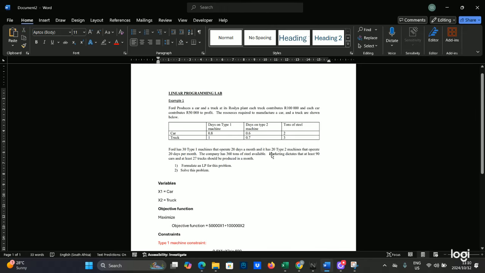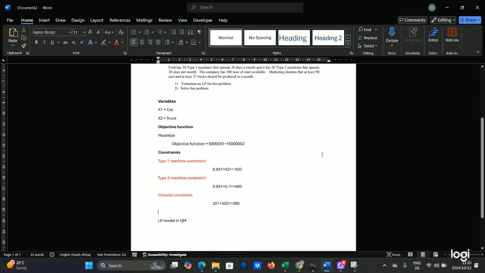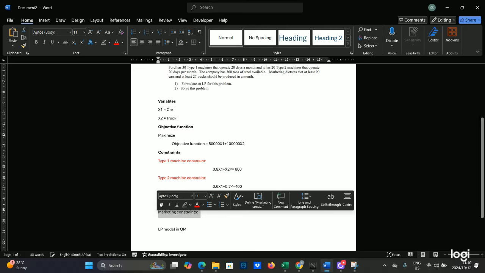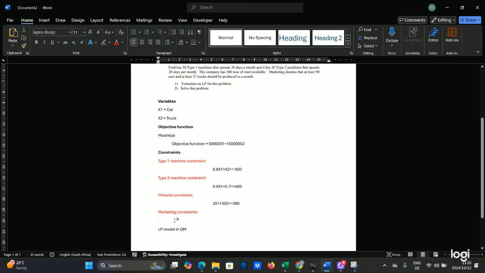Now they are saying marketing dictates that at least 90 cars should be produced, and at least 27 trucks should be produced, right? So now marketing also enforces a requirement. We're going to call this the marketing constraints, right? The marketing constraints are accounting for both the cars and the trucks.